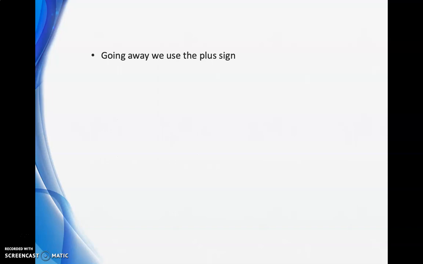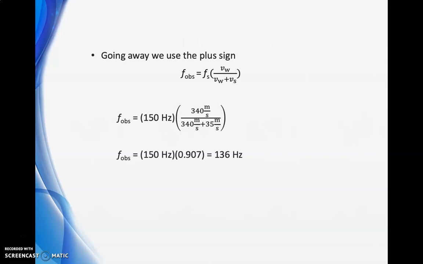Remember, if it's going away from us, now we need to find out what the frequency of the horn is as it's moving away from us. So we use that same equation, but we have the plus sign instead in the denominator. Same numbers, just changing that minus sign to a plus sign, and then multiplying it all together, we get 136 hertz. So this shows us that we can mathematically figure out the difference.